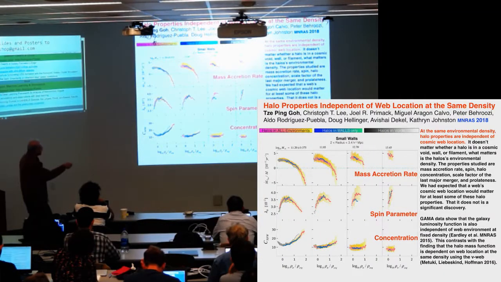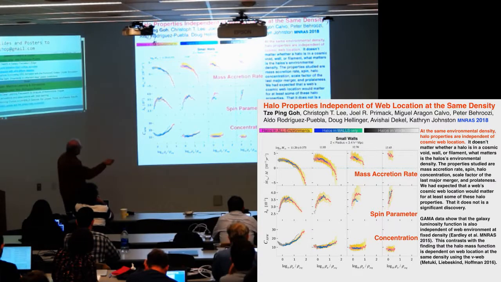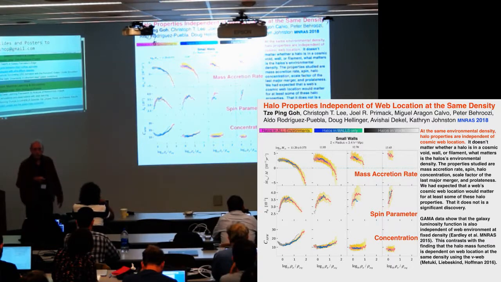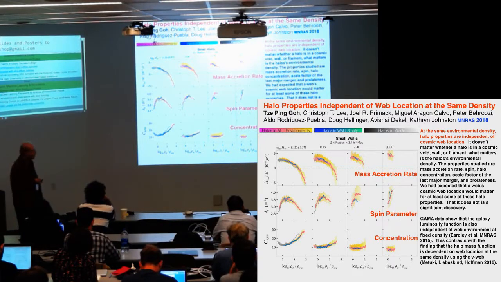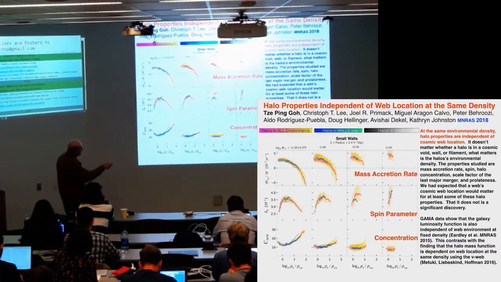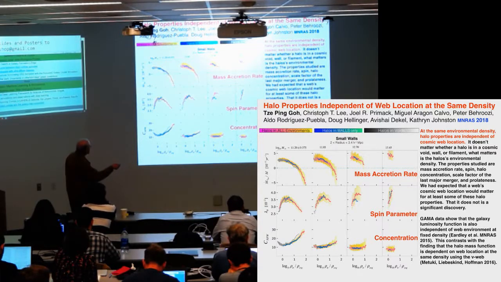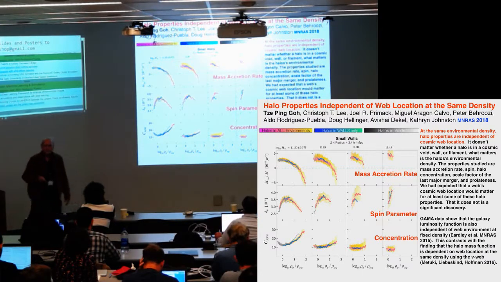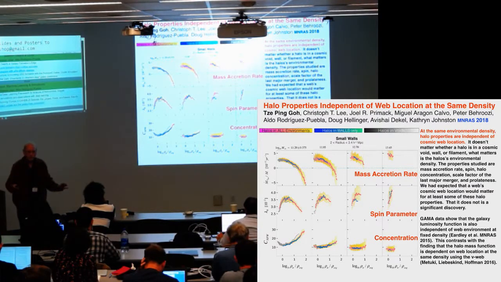And this shows that. So this is the same three things I showed you before: concentration, spin parameter, and accretion rate. And here we're color coding the different environments, the different web environments, as classified by Miguel, Eric, and Calvo. And the only difference that you can see in all of these is a slight difference in walls versus other environments in the spin parameter. But that's the only difference that we could find. So in other words, it's the density that controls.